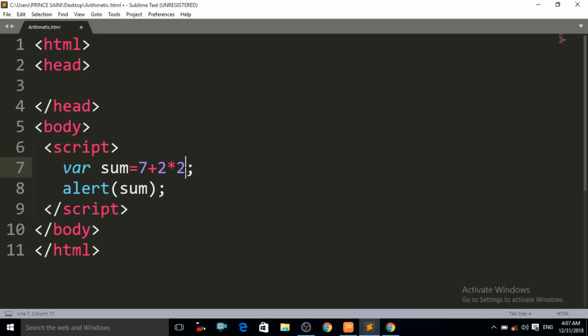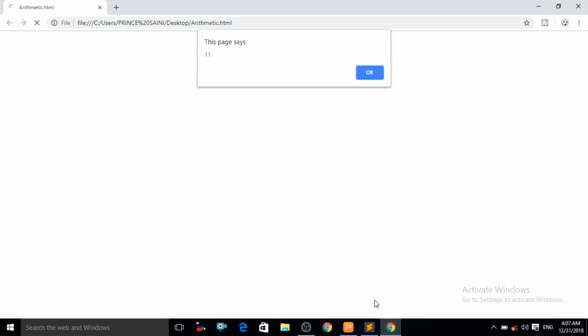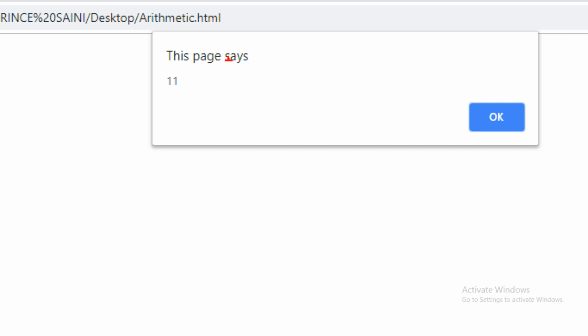The answer should be that it will first multiply these two numbers, because the priority of multiplication is higher than the plus, friends. The priority of multiplication and division is higher than the plus symbol. So it will first multiply these two numbers, that is 2 into 2, that is 4, and then it will add these two numbers. Like Control plus S and then Control plus R. Now you can see that it is giving the result, that is 11, friends.